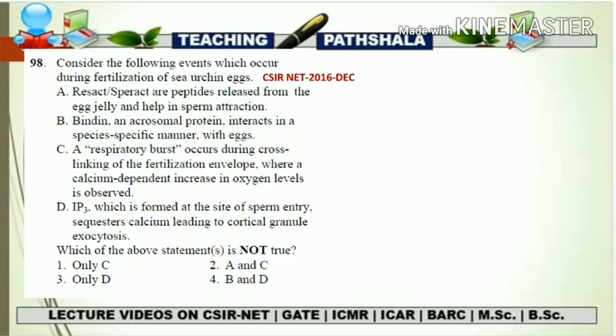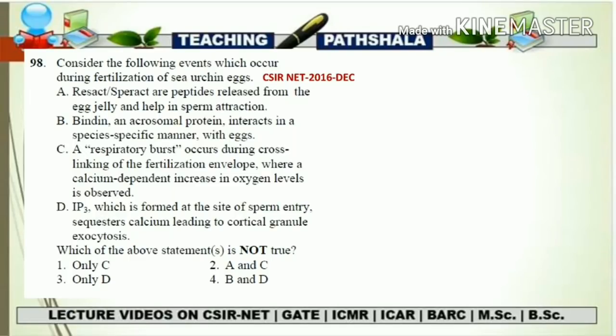Third statement is a respiratory burst occurs during the cross linking of the fertilization envelope, where a calcium dependent increase in oxygen level is observed. So first of all, this statement is totally wrong, because there is no cross linking of the fertilization envelope. Fertilization envelope used to occur in the very last step of the slow block of polyspermy. And second thing is that there is no calcium dependent increase in the oxygen level. In the IP3 diagram, we have seen that there is an influx of sodium ion due to the help of calcium. So we can say that there is an increase in the intracellular sodium ion, not the oxygen level. So we are considering this C statement totally wrong.